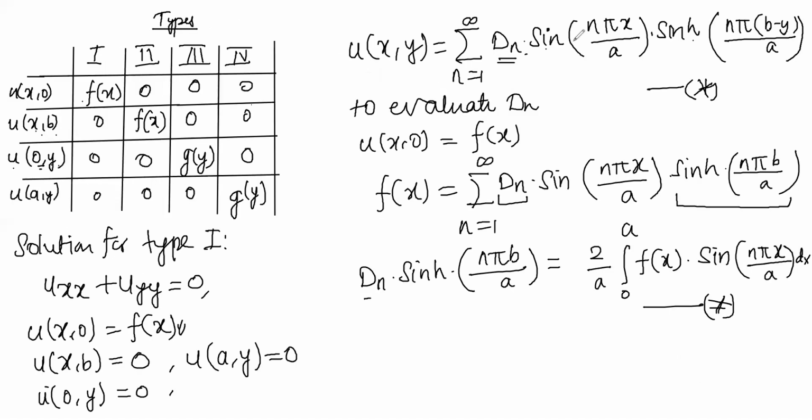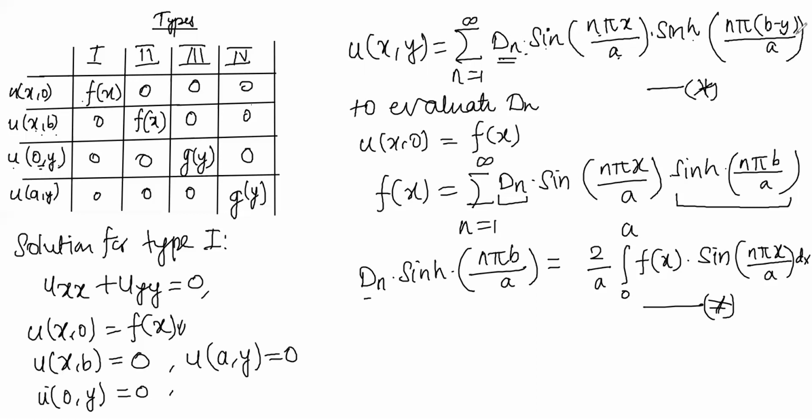So I'm writing here n pi x upon a, while I'm writing here n pi (b minus y) upon a. That will basically make a difference, because I have to evaluate this dn later on. To find this out, I have to use the initial condition. So I should see which initial condition.